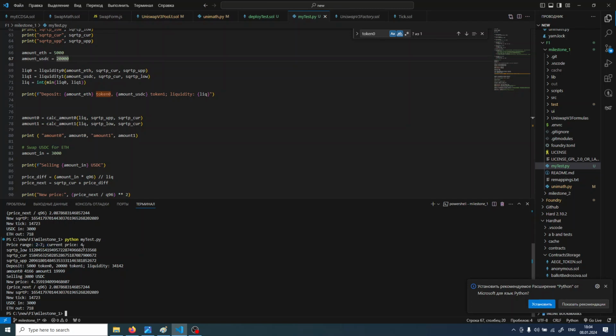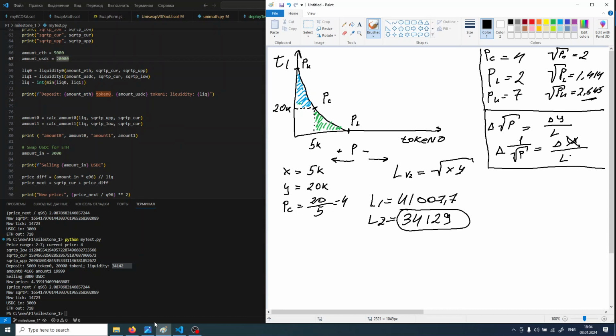And in the answer we can see the price range, current price, square root price low, current, upper, and here we can see liquidity 34,000, but it is just not exactly equal because of rounding, I think.